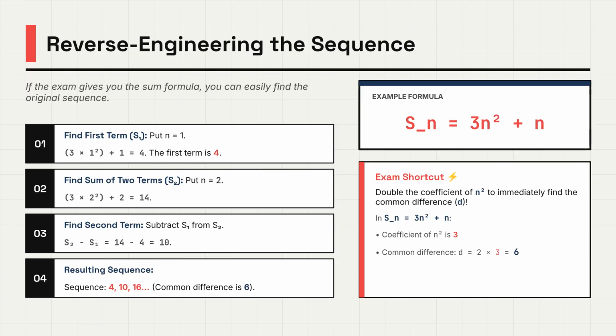If you are given the sum formula, you can reverse engineer the original sequence by finding the first term and the sum of the first two terms. A quick shortcut is that doubling the coefficient of n squared gives you the common difference.